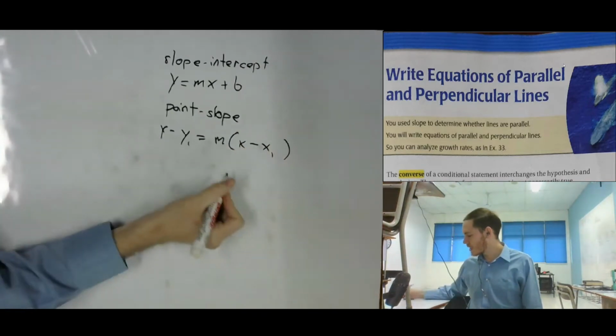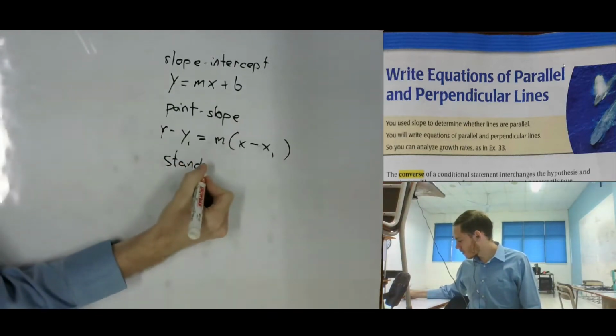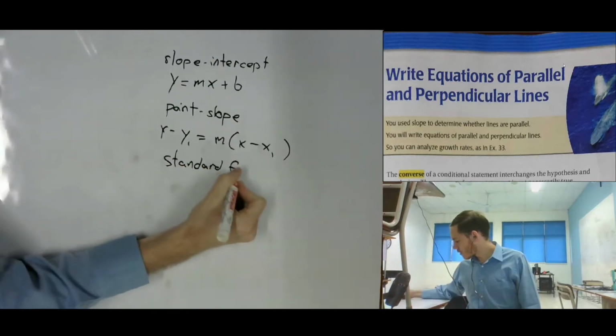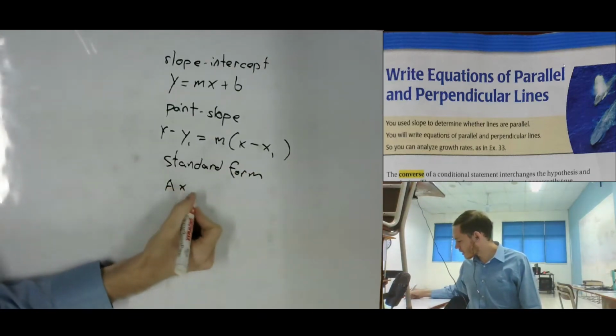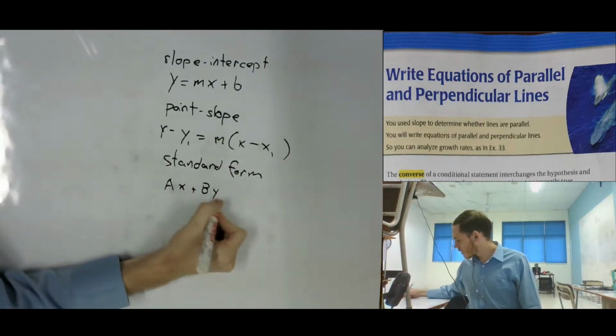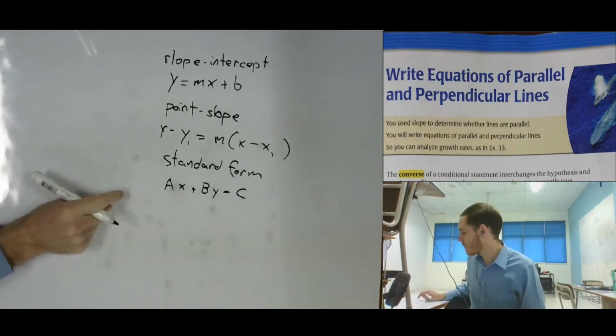Now, can you plug in any point to this? Yes. And then there's standard form, which would be ax + by = c. Now, you should be able to transfer between any of these three.